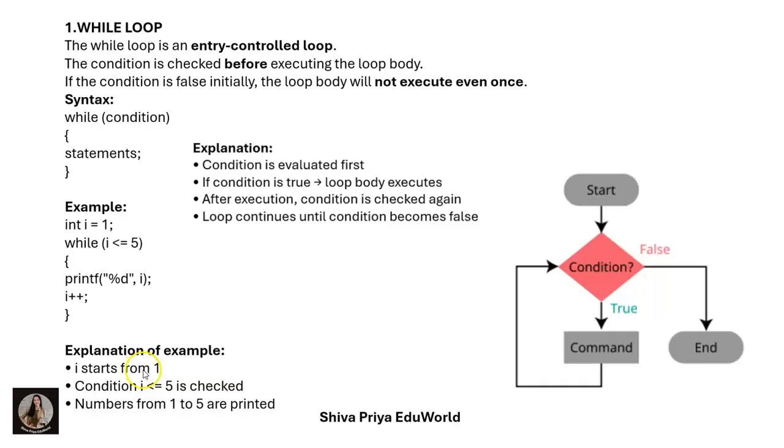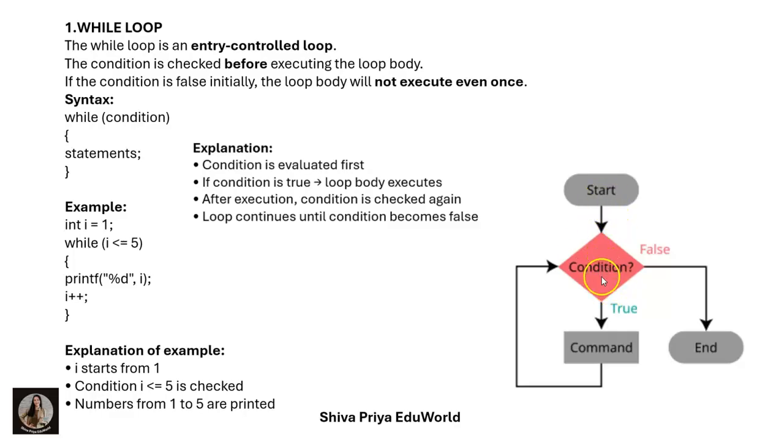Here i starts from 1 as I told you. The condition i less than or equal to 5 is checked. After that, numbers from 1 to 5 are printed. Clear with this? Here this is a flowchart.